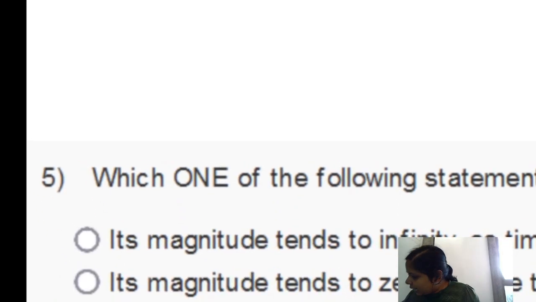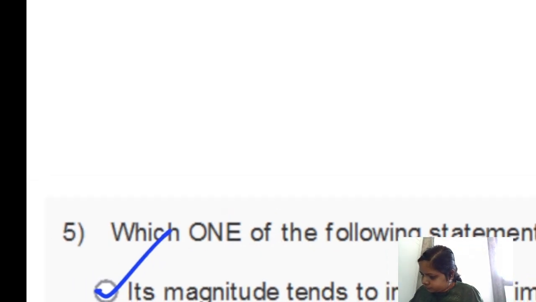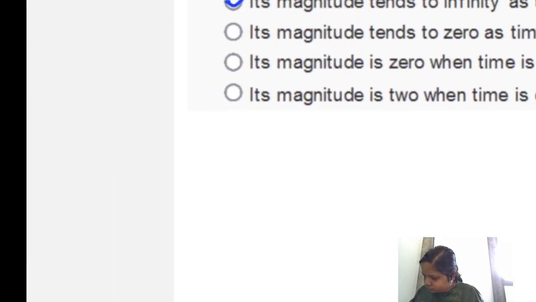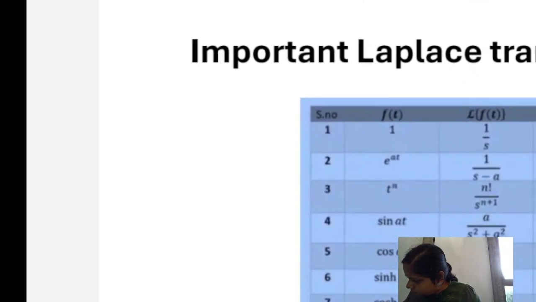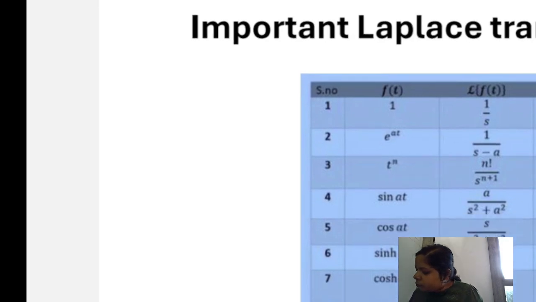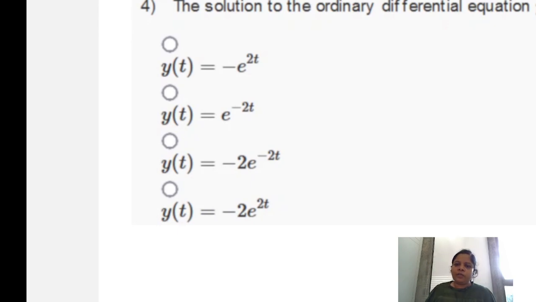The answer was minus e to the power 2t. As time tends to infinity, the output also tends to infinity, so this would be the answer. Before we proceed with any other question, I want to let you know that this question you have solved using integration and differentiation. Let's say I have an easier way of solving it that is not integration and differentiation, then it would be easier.